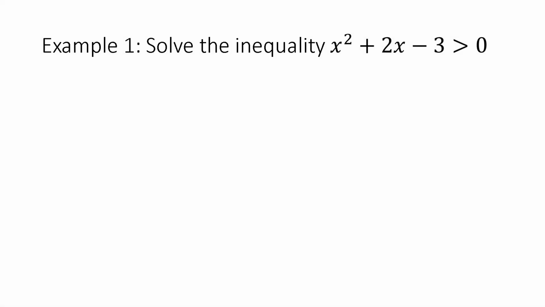Let's have an example. Solve the inequality x squared plus 2x minus 3 is greater than 0. In this part, we would like to look at the different parts of this strategy. You can find other strategies in some other references, but this one, I'm going to use the sign test. The first step in the sign test is to write the inequality in factored form. So the factored form of the given inequality x squared plus 2x minus 3 is greater than 0 is x plus 3 times x minus 1 is greater than 0.